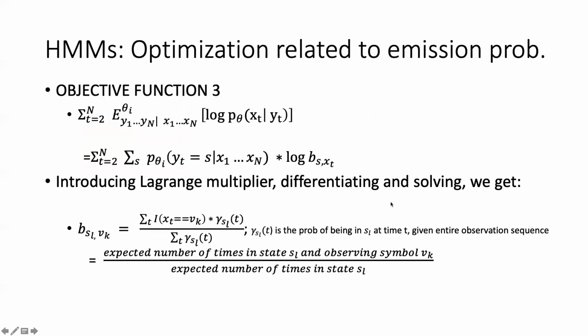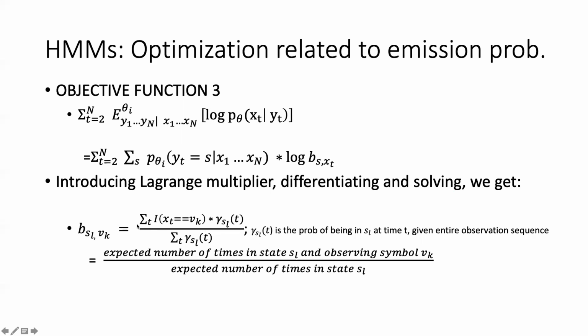Similarly, we can estimate the emission probabilities by solving the objective function 3. We can estimate the emission probabilities in terms of gamma, and I here indicates the indicator function, which takes 1 when the observation xt equals vk, where gamma SL of t is the probability of being in state SL at time t given the entire observation sequence.